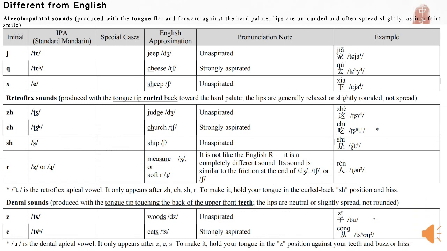Initial r is not like the English r. It is a completely different sound. Its sound is similar to the friction at the end of zh, ch, sh. For example, ren. The next group is dental sounds. They are produced with the tongue tip touching the back of the upper front teeth. The lips are neutral or slightly spread, not rounded. Z, c, s. Initial z is unaspirated, for example, z. Initial c is strongly aspirated, for example, tong.